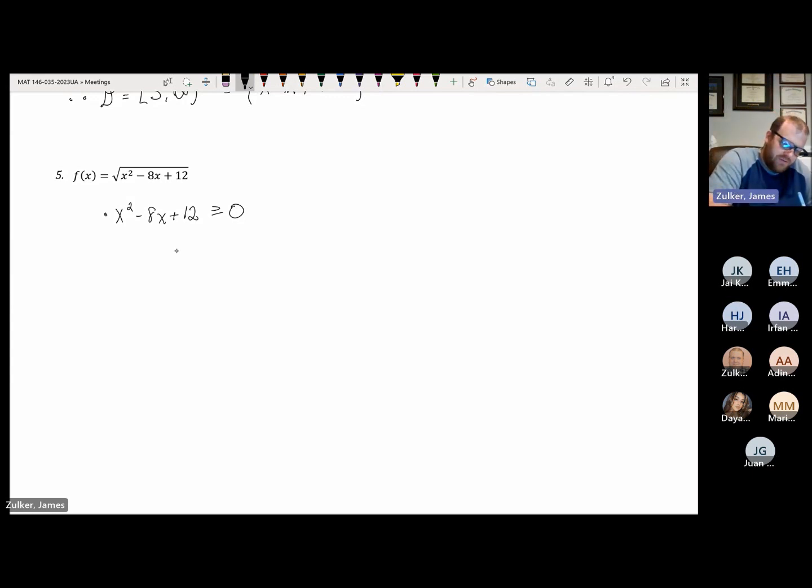What we first want to do is find where it is equal to 0. Well, this can be factored. It's x minus 2 times x minus 6. So breakpoints would be 2 and 6.